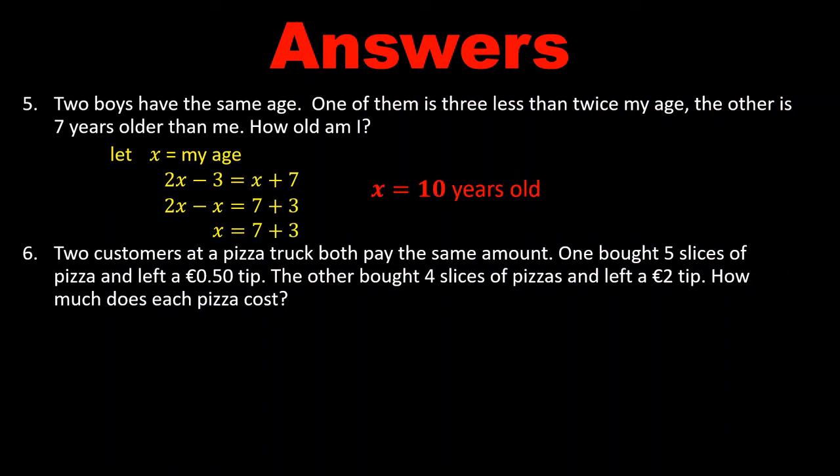I hope you double-checked your answers. How old are the boys? 2 times 10 is 20 minus 3 is 17. Or 10 plus 7 is 17. Both boys are 17 years old.